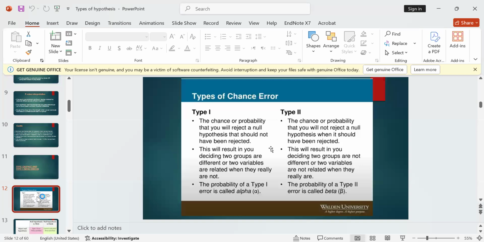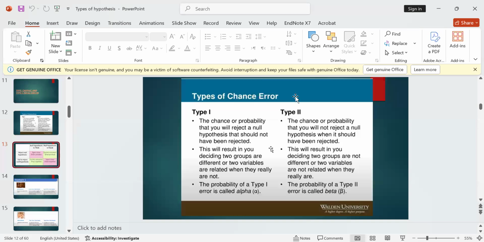Type 2 error, which is also known as beta error, is the chance or probability that you will not reject a null hypothesis when it should have been rejected. This will result in you deciding two groups are not different or two variables are not related when they really are. The probability of a type 2 error is called beta.